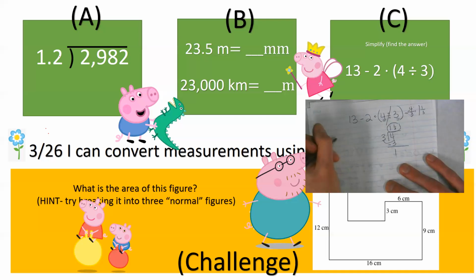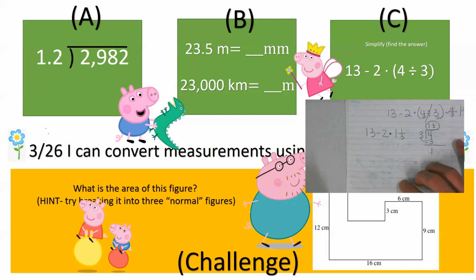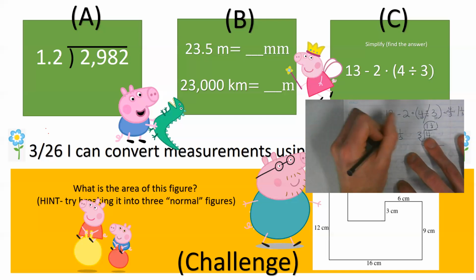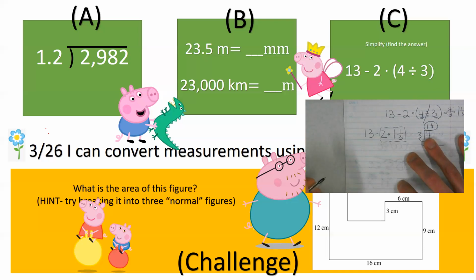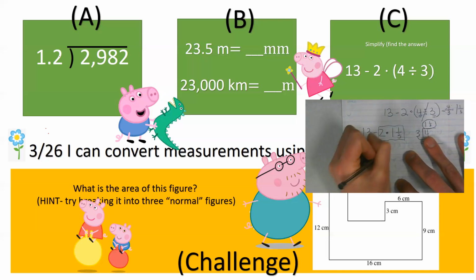Now you want to rewrite it with that answer. 13 minus 2 times 1 1/3. A lot of you guys want to jump right to subtraction, but you always multiply and divide before you add or subtract. So we have 2 over 1 times, what is this? 4/3. Remember, we have to multiply by turning it numerator, denominator, numerator, denominator.